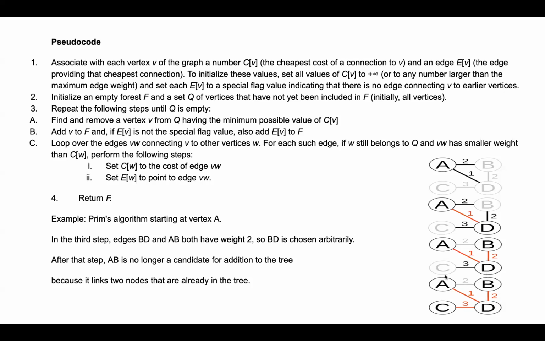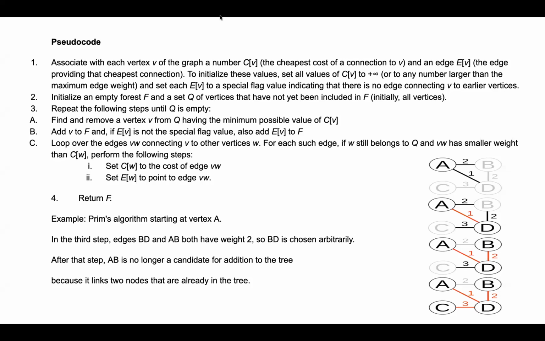Moreover, the C vertex is remaining, so we must consider that C vertex, and that comes from D to C with the value 3. So this is the final minimum cost spanning tree with the cost 6: A to D, D to B, and D to C. 1 plus 2 plus 3 is equal to 6.